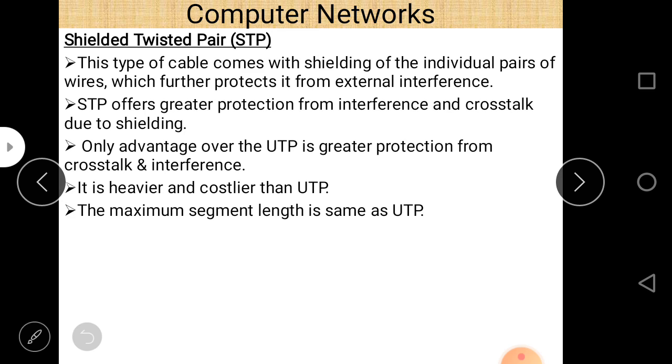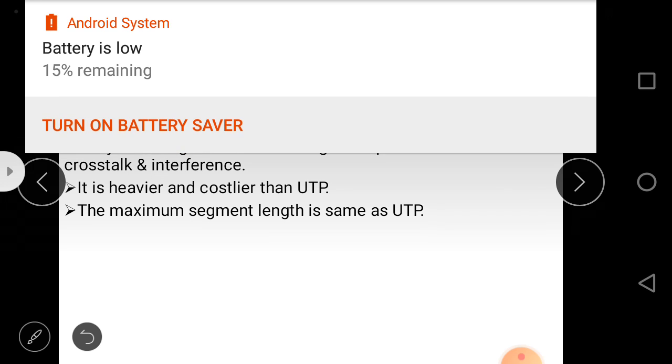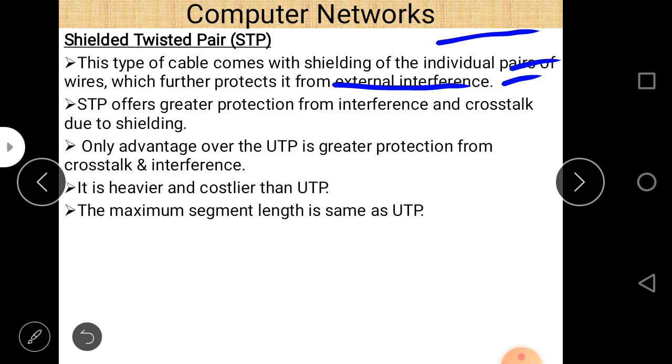Next is shielded twisted pair cable, STP. This type of cable comes with shielding of the individual pairs of the wires. So there is a difference between UTP and STP in the form of a shield. There is a shield in STP, but there is no shield in UTP. So remember this point, this is the only difference between UTP and STP. This type of cable comes with shielding of the individual pairs of wires, which further protects it from external interference. And why is the shield given in STP? To protect from external interference. And STP offers greater protection.